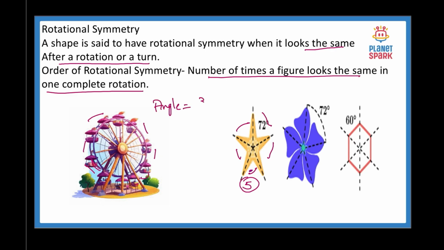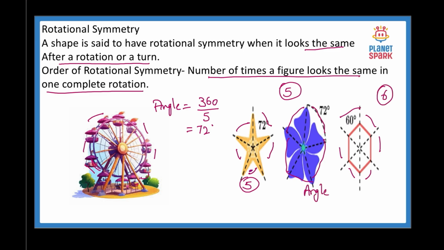Now let's learn how to find out angle of rotational symmetry. Angle would be 360 degree divided by order, that is 360 divided by 5, which is 72. Again, in the flower, it looks same at 5 positions, so the order is 5, angle would be 72 degree. The regular hexagon, 6 times the figure looks same in one complete revolution, so the order of rotational symmetry is 6. Angle will always be 360 degree divided by order of rotation, 360 degree divided by 6, which is 60 degree.